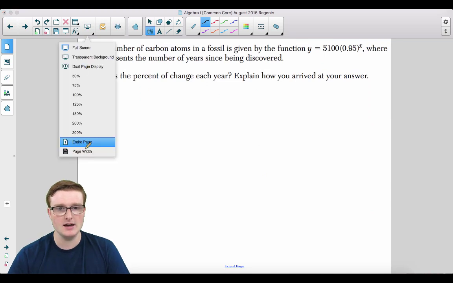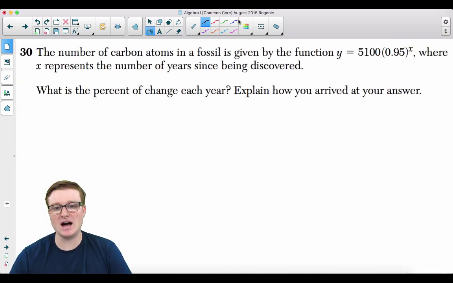Number 30. The number of carbon atoms in a fossil is given by the function y equals 5,100 times 0.95 raised to the x, where x represents the number of years since being discovered. What is the percent of change each year? Explain how you arrived at your answer.